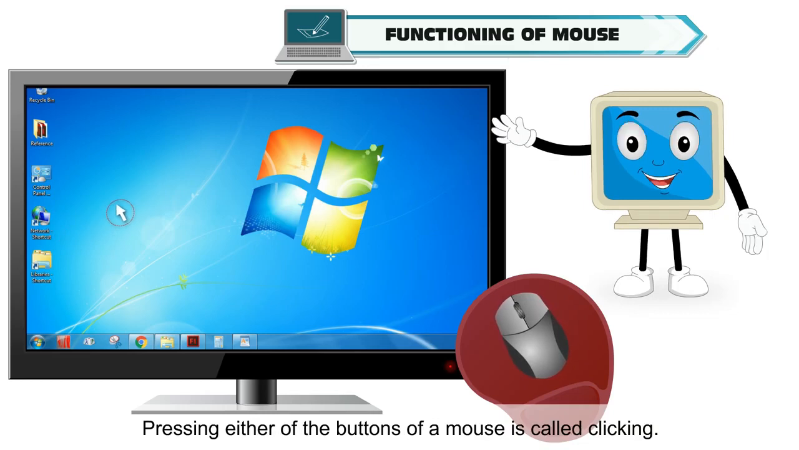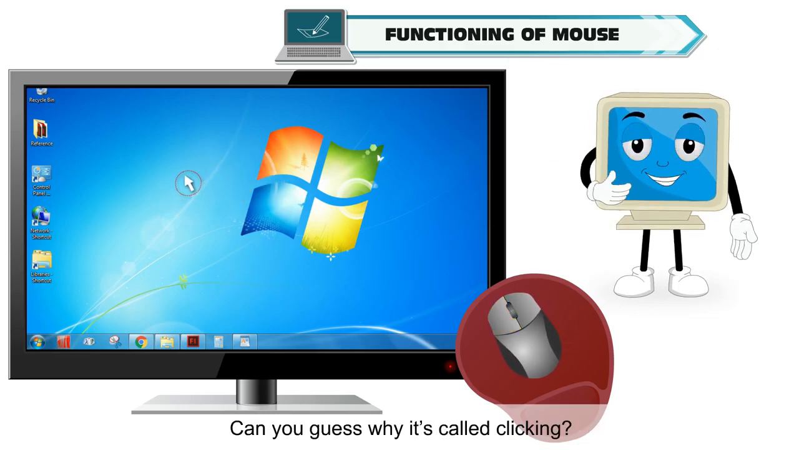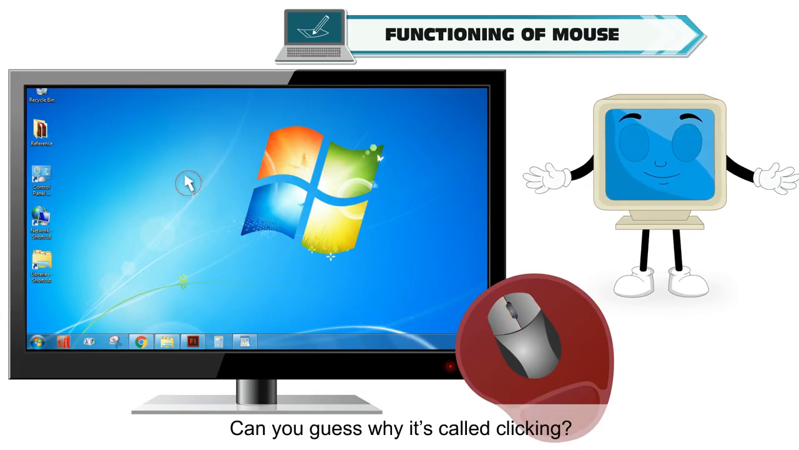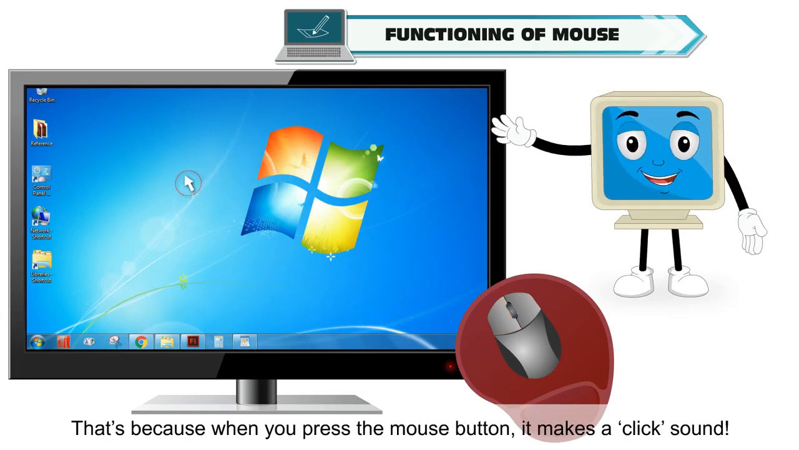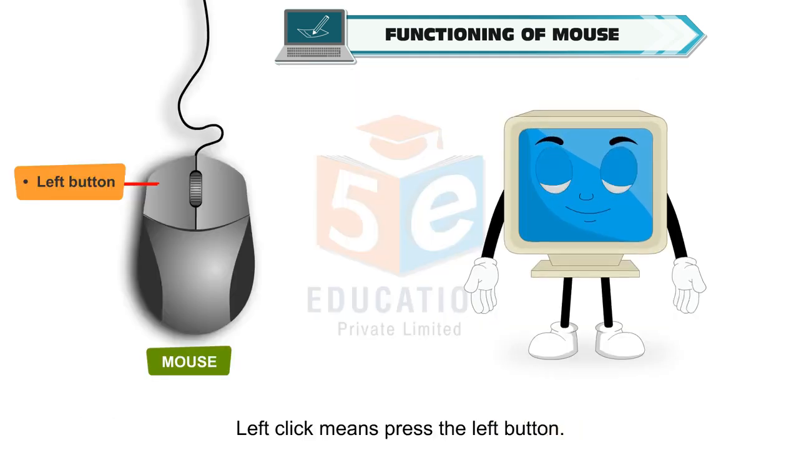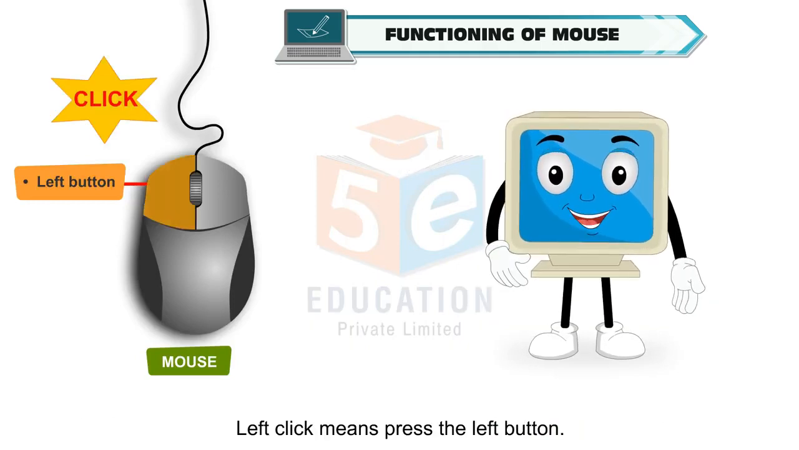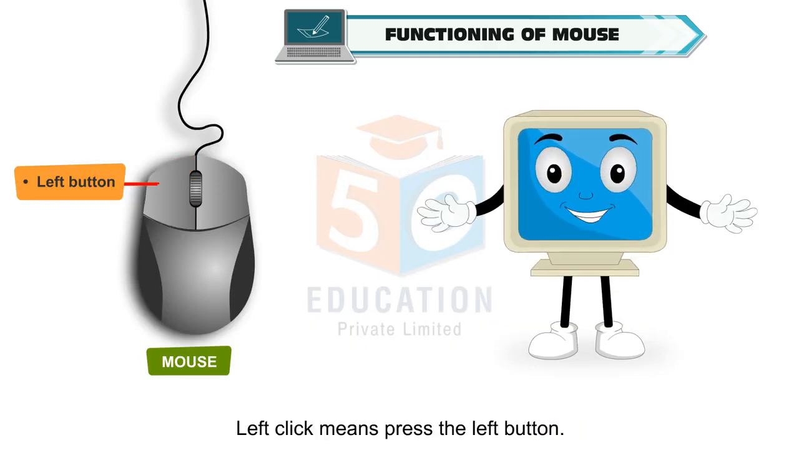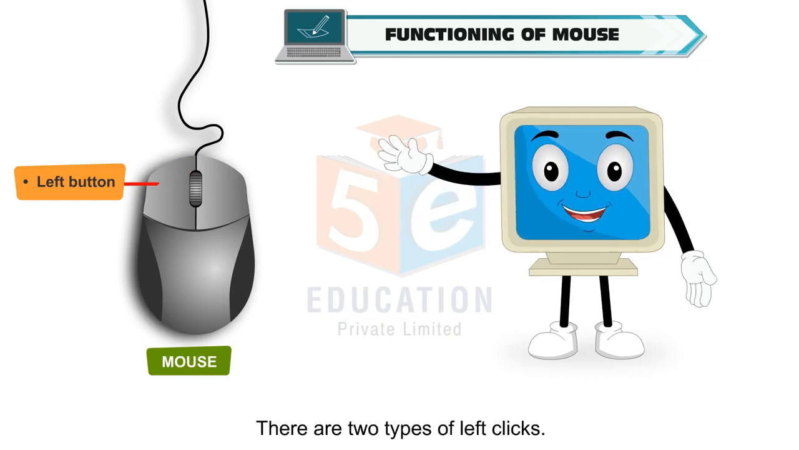Pressing either of the buttons of a mouse is called clicking. Can you guess why it's called clicking? That's because when you press the mouse button, it makes a click sound. Left click means press the left button. There are two types of left clicks.